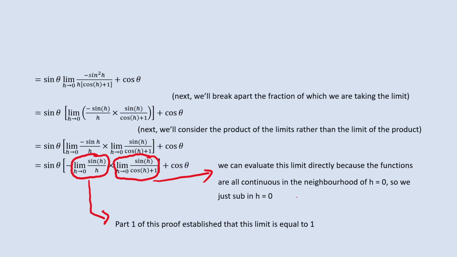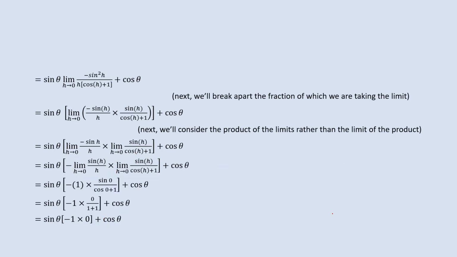We're just going to sub in an h value of 0, and the first part of the proof established that that limit there is equal to 1. So we get everything we just described, this -1 times the sine of 0 over the cos of 0 plus 1, which is -1 times 0 over 2, which is -1 times 0. So what we have is the sine of theta times 0 plus the cos of theta, which is equal to cos of theta.